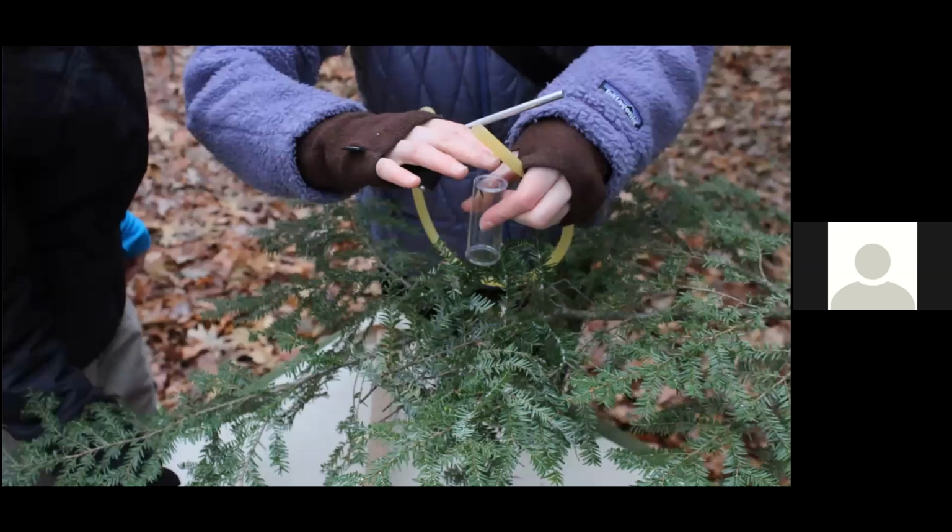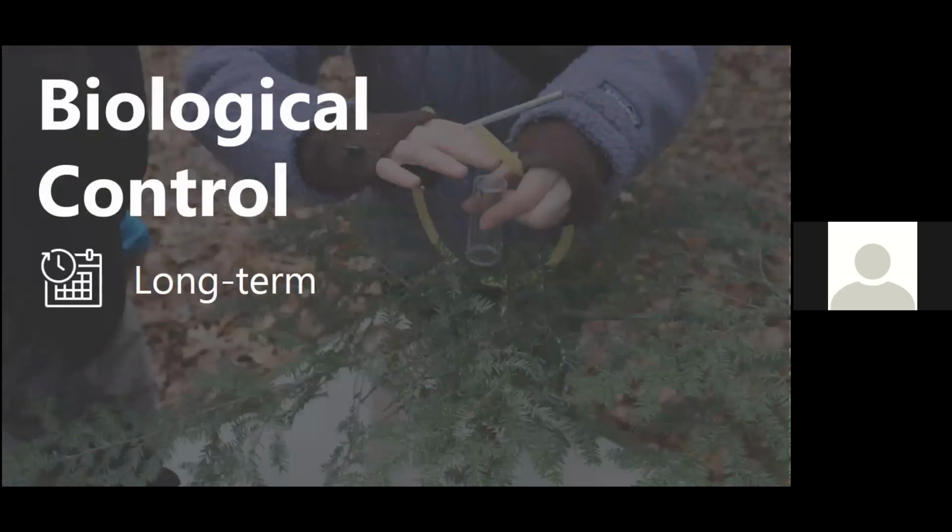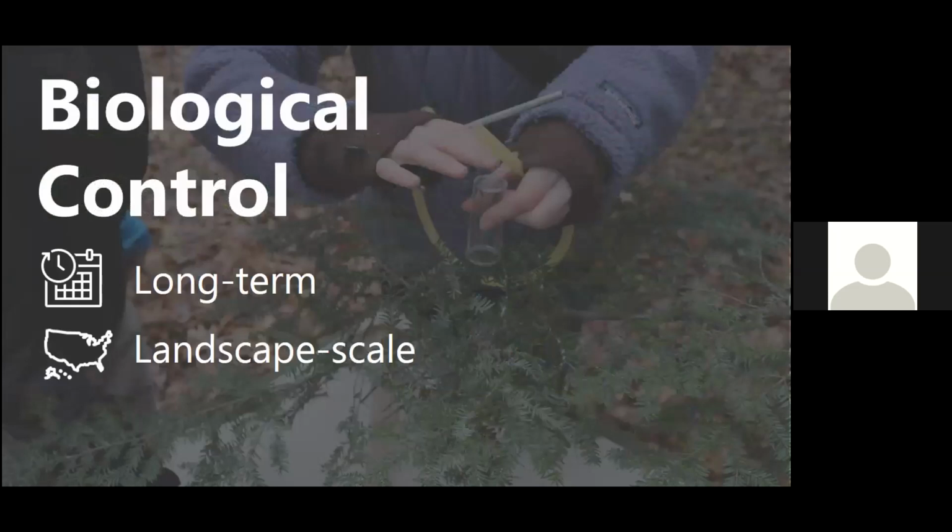So now I'm going to talk a little bit about biocontrol. Biological control in the case of HWA, we're using HWA predators from HWA's native range, bringing them here, releasing them in New York to manage populations, hopefully below the level of widespread hemlock mortality. So it is a long-term project. This is something that has taken years of research and will continue to take years of research into the future. But it is offering us a landscape scale solution.